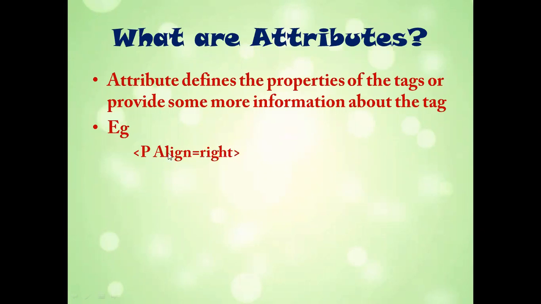Align is an attribute and right is a value. So align is the attribute, a property of the paragraph tag, which is telling that the paragraph has to be placed on the right hand side. So P align equals right. It means I want to place my paragraph on the right hand side of the page.